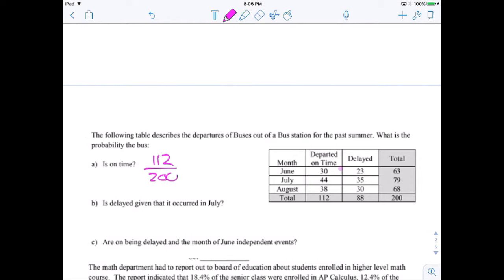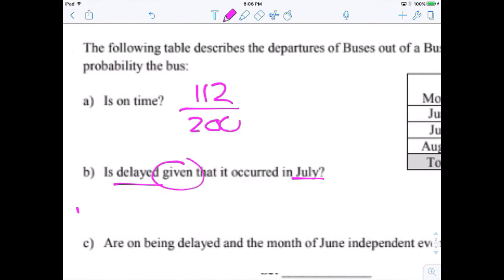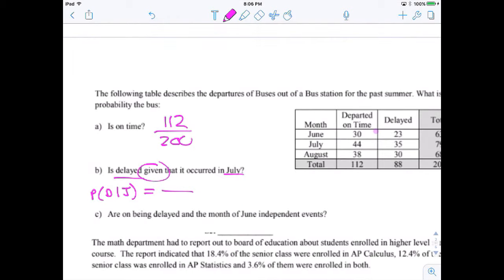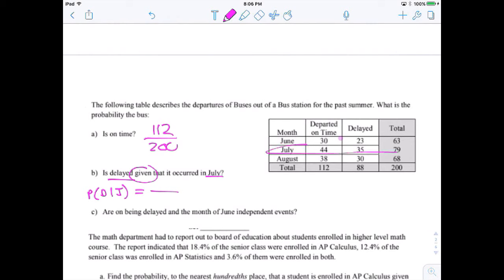Now, the probability that it's delayed given that it left in July. So this is the probability that I'm delayed, given that I know it's the ones that left in July. And so what you need to remember here is that your subgroup are only the ones that left in July.